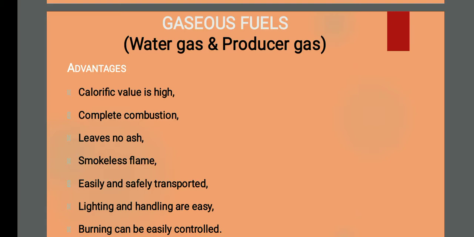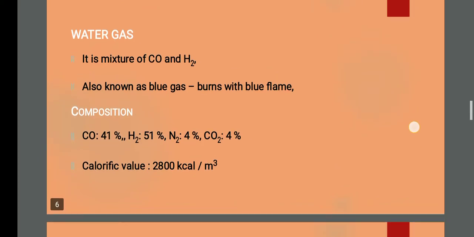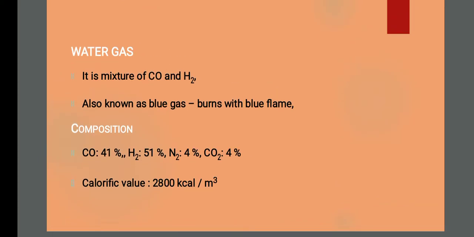Now we can see what water gas is. Water gas is nothing but a mixture of carbon monoxide and hydrogen. We call it water gas, and it can also be called blue gas. I'll repeat. What do you mean by water gas? Water gas is a mixture of carbon monoxide and hydrogen. It can also be called blue gas because it burns with a blue flame. Can you understand me? So I'll repeat. The mixture of carbon monoxide and hydrogen is called water gas. It is also called blue gas since it burns with a blue flame.